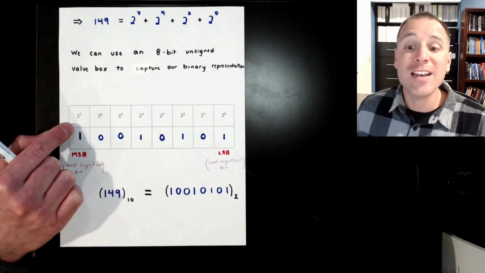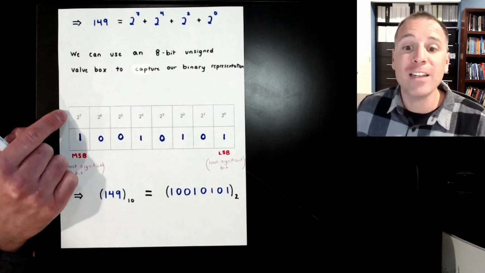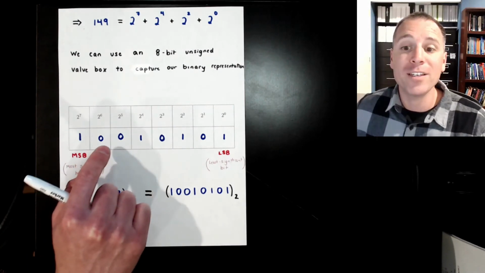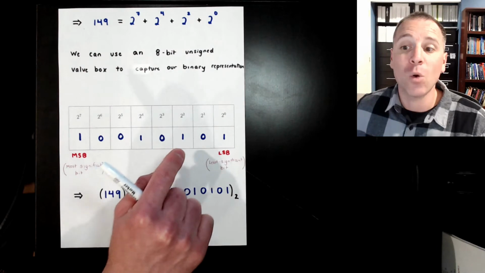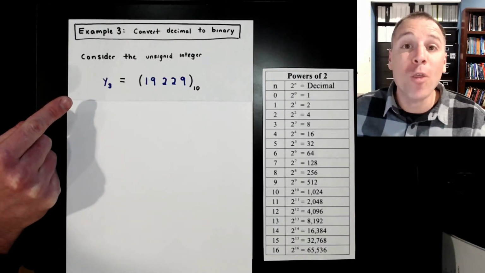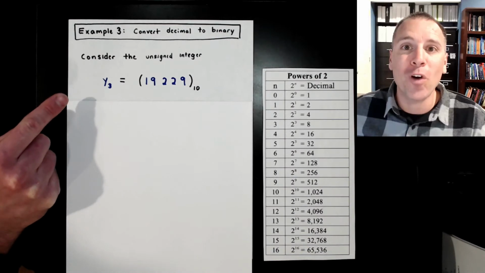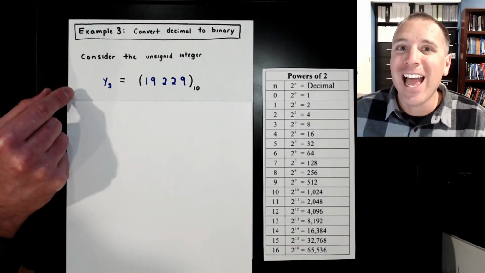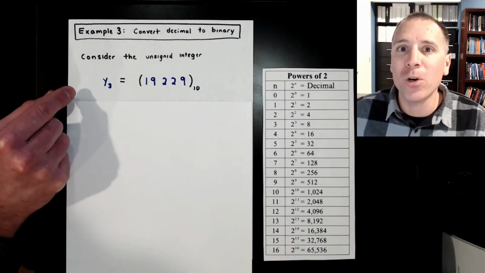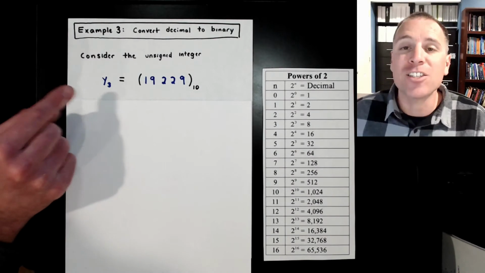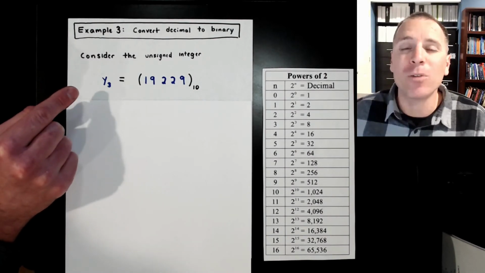We can then read the binary representation immediately from this value box. 149 base 10 is 1001, 0101. Let's do one last example, which is by far the most complex that we've looked at so far. We'll use this to convince ourselves that we really understand what we're doing and to craft a more general approach, an algorithm, a program that implements this strategy for any input that we desire.